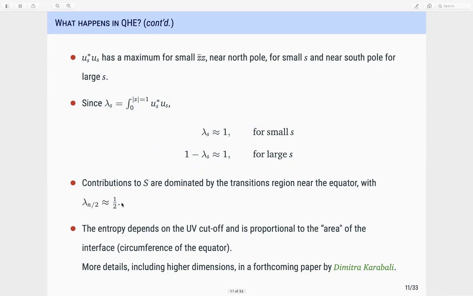Okay, so for that reason, the entanglement entropy becomes concentrated around the equator, and it can be calculated. It is proportional to some UV cutoff and proportional to what you might call the area of the interface, which is in this case just the circumference of the equator. I'm not going to go into the detailed calculation of this. There are more details, including high dimensional cases, in a forthcoming paper by Dimitra.